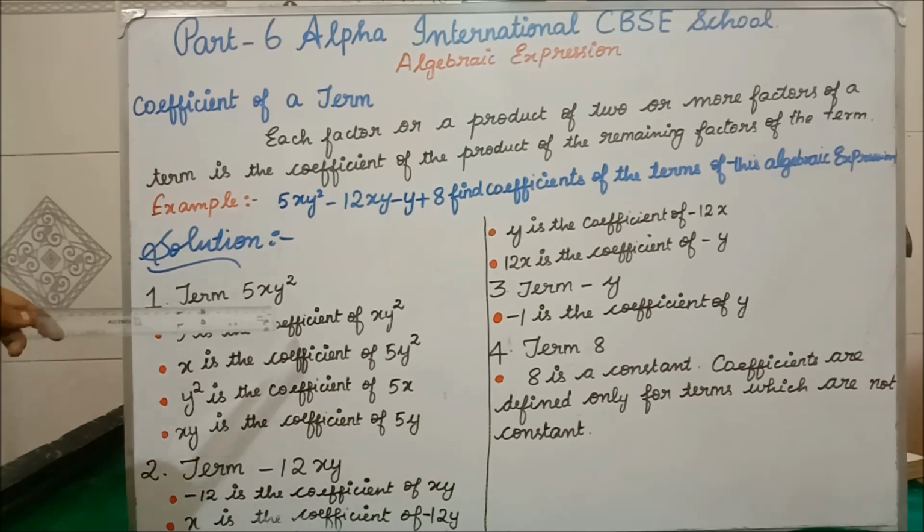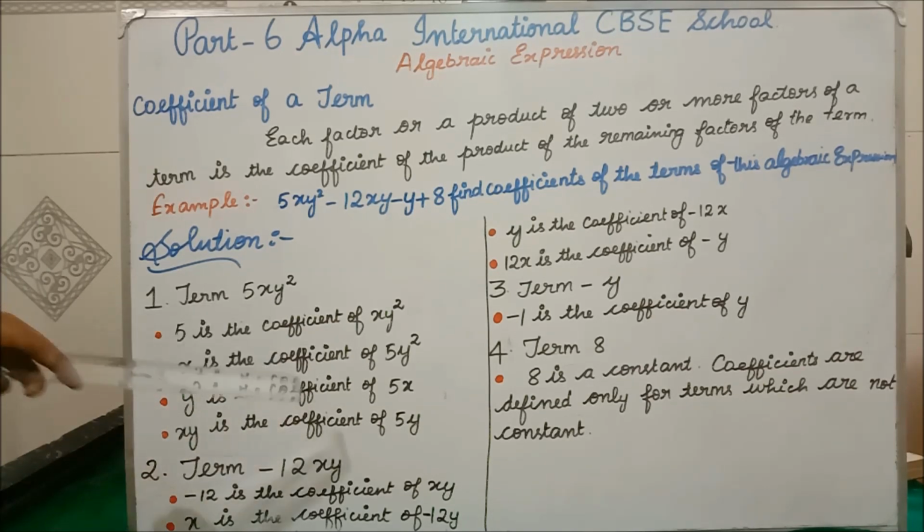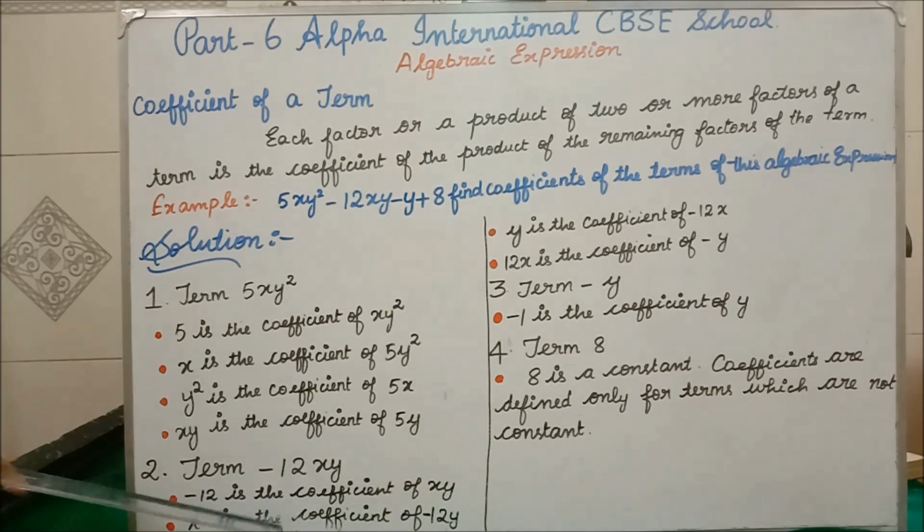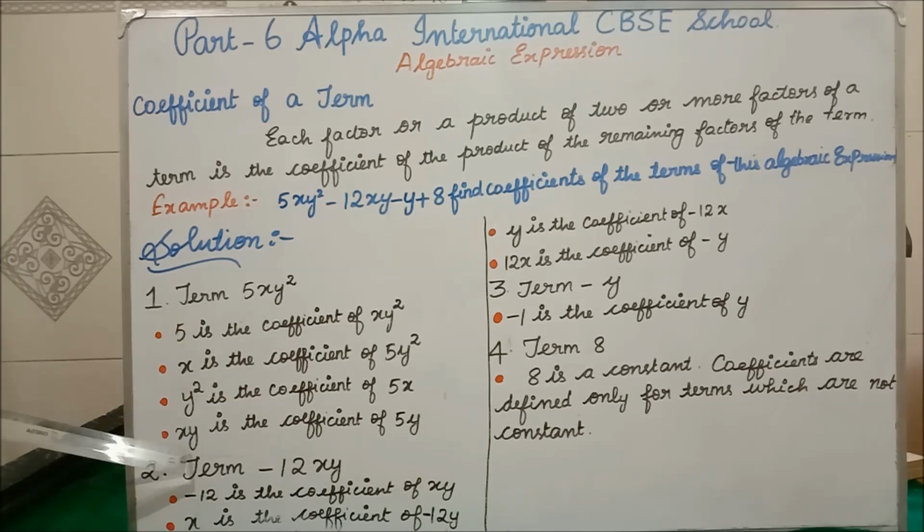Clear, all of you? Similarly, if I take y square, what is the coefficient of y square? The remaining term is 5x. 5x is the coefficient of y square. Clear? Similarly, I take xy, but we have xy square, so I am taking only one y. So what is the coefficient of xy? 5y is the coefficient of xy. Here we have 2 y's; one y is taken, and the other remaining y is written in the coefficient.